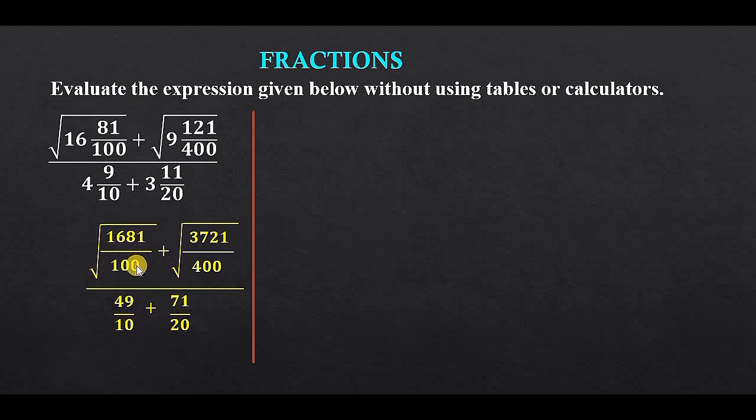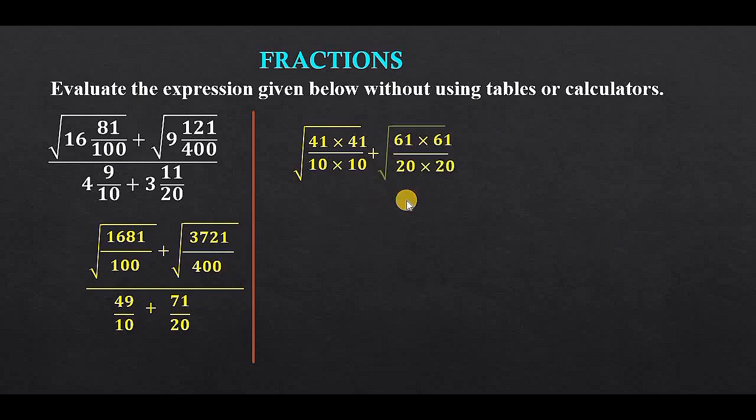Like 1681 can be factorized. 100 can also be factorized as follows. So beginning with 1681, expressing it as product of prime factors, we'll have 41 by 41, and then for 100 we have 10 by 10. All this is under root sign. And then for the next part we add 3721, that is 61 by 61 over 400. 400 is 20 by 20. We have that under root sign. The denominator remains the same, that is 49 over 10 plus 71 over 20.